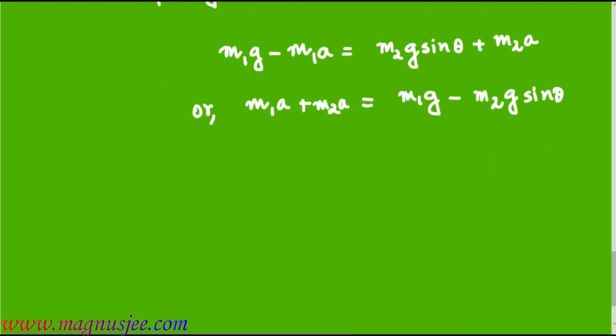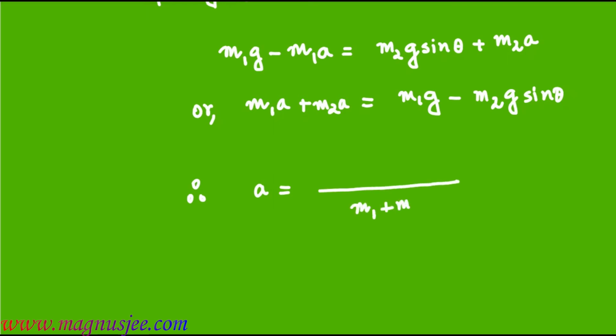Therefore, a is the common acceleration of the two bodies. a equals, in the denominator we have m1 plus m2, and in the numerator we have m1 minus m2 sin theta, bracket closed, and g is taken common. So a equals m1 minus m2 sin theta divided by m1 plus m2, into g. Small g is the acceleration due to gravity.